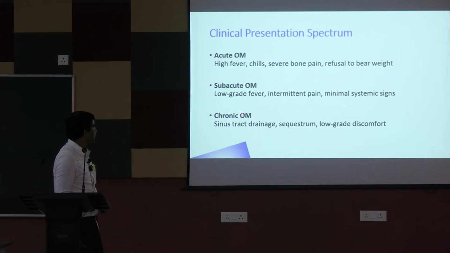Similarly, in chronic osteomyelitis also, you get very minimal symptoms and minimal signs, and the important features of chronic osteomyelitis are the sinus, ulcer, and the sequestrum. Okay. So the symptoms are more severe in the acute one, and gradually it becomes less severe, with minimal symptoms in the chronic form.